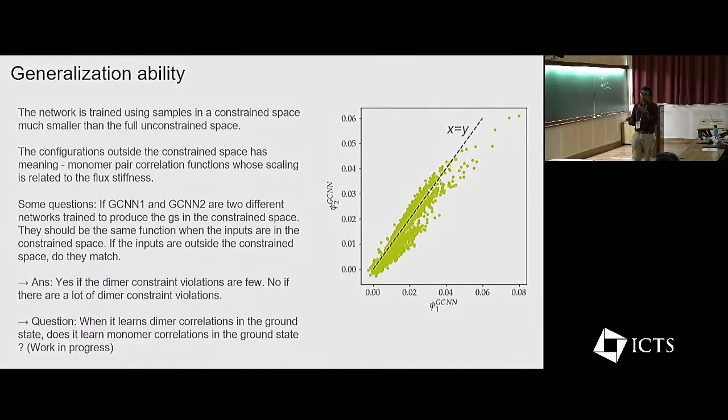We can ask various general questions. The optimization was done with samples taken from the constrained configuration. What does the network say about unconstrained configurations? These have physical meaning. For instance, the monomer pair correlation can be calculated by looking at configurations that violate the dimer constraint. It turns out that the GCNN, even though it was trained with constrained configurations, can somewhat accurately calculate the monomer-monomer correlation. This calculation is still being done. So this is just a question that will be addressed in our paper, but just an advertisement for that.